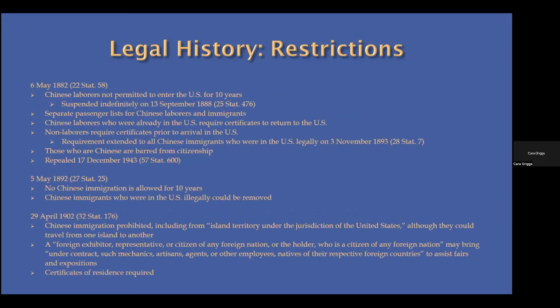The Chinese Exclusion Act of 1882 targeted those who were Chinese, not permitting them to enter the U.S. for 10 years, requiring certificates from Chinese laborers who were already in the U.S. and from non-laborers who wished to come, and also barred them from citizenship. By 1902, virtually all immigration from China was prohibited.